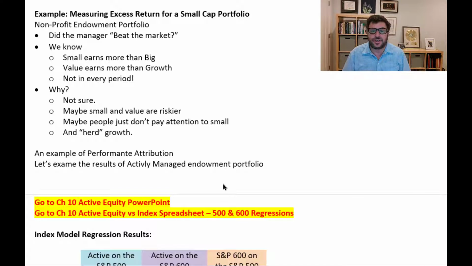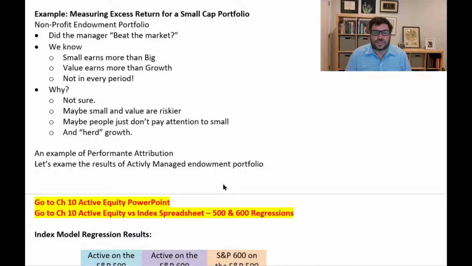And so this is an example of some work I was doing a number of years ago for a nonprofit endowment. I was on the investment advisory committee, and every quarter a group of us would get together and meet with the manager of the endowment. The manager would report the results, and so this is a story about what happened back then. And so the question is, did the manager beat the market?